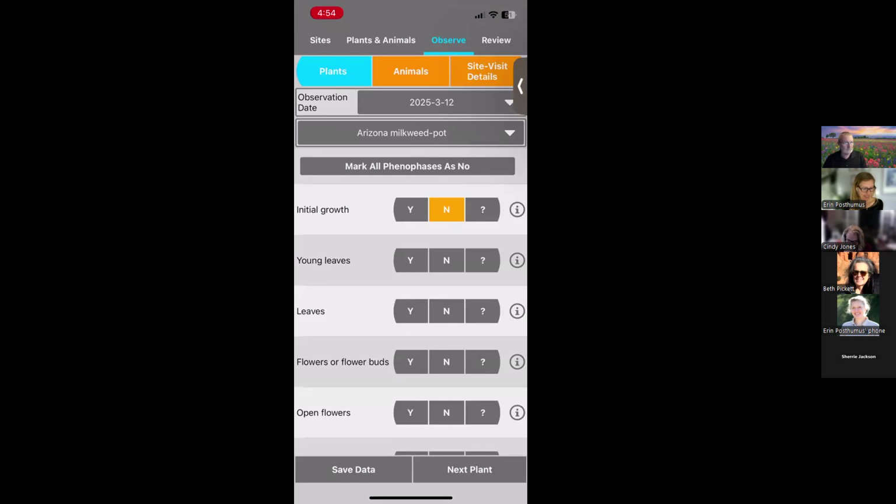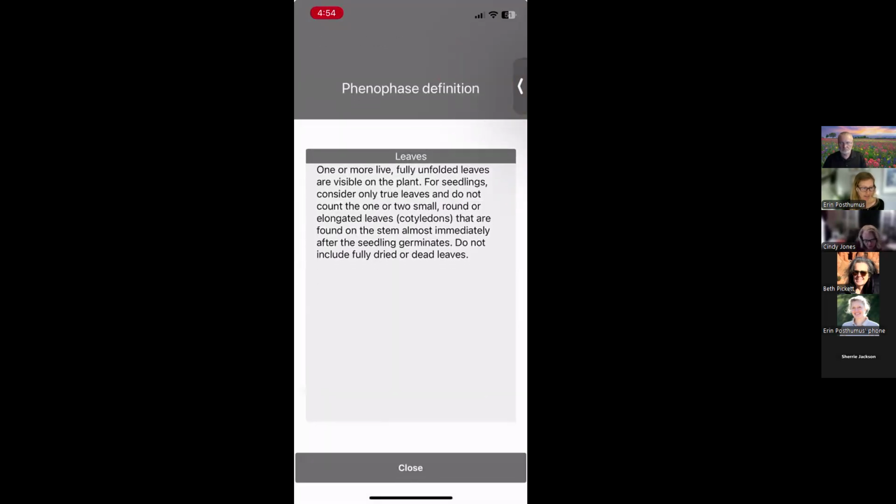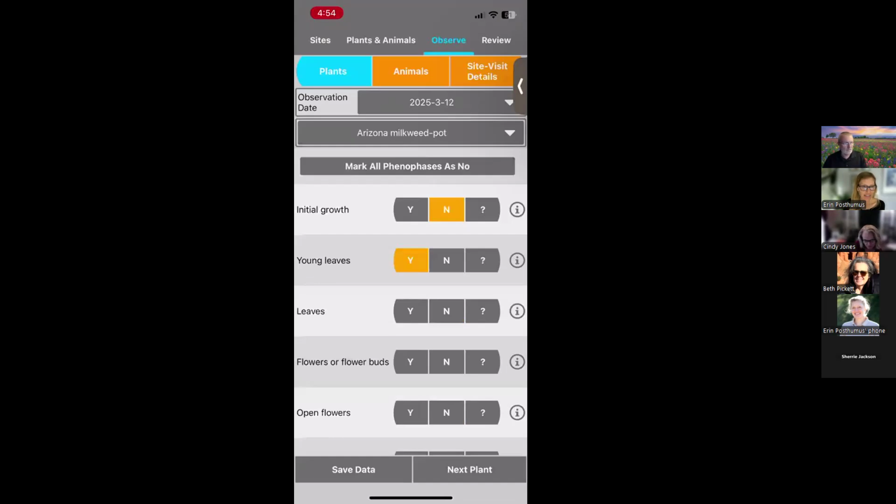Okay, a bunch of people are saying yes, so yes for young leaves. What about leaves? If we tap that, it means unfolded leaves that are true leaves, not dried. Okay, yeah, we're saying yes. Oops, I'm trying to click it on my screen, not on my phone. Okay, leaves, this is a brain twister.